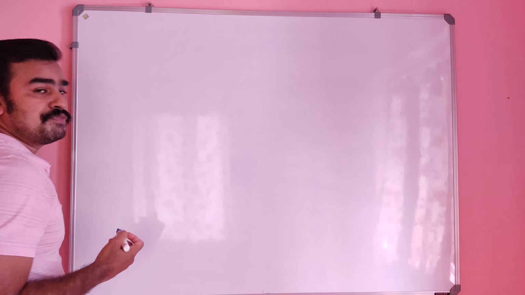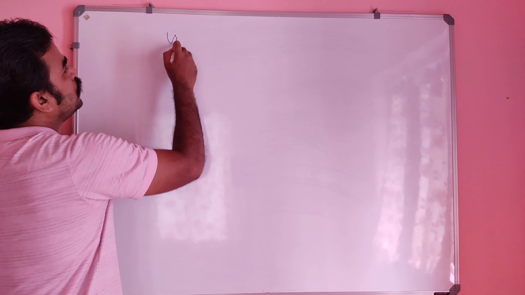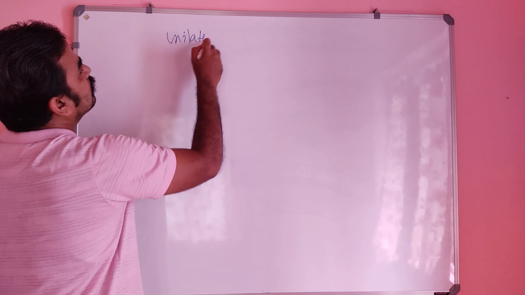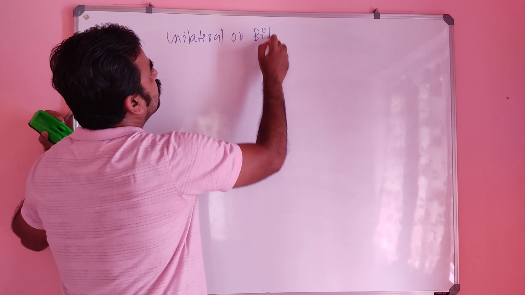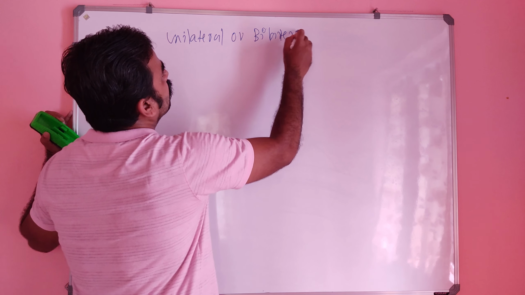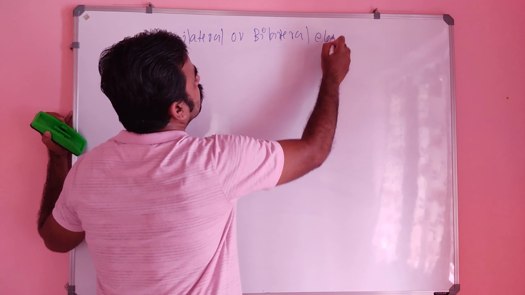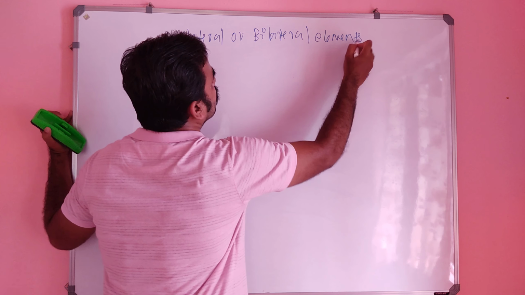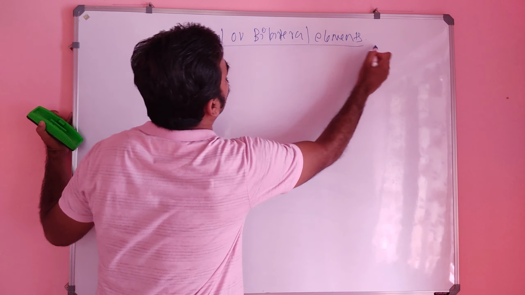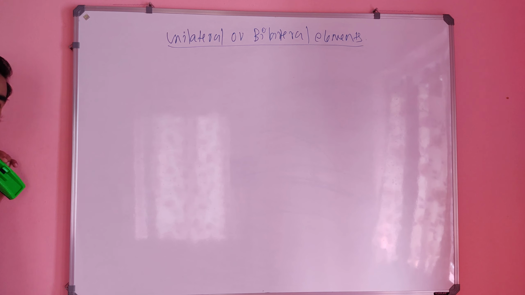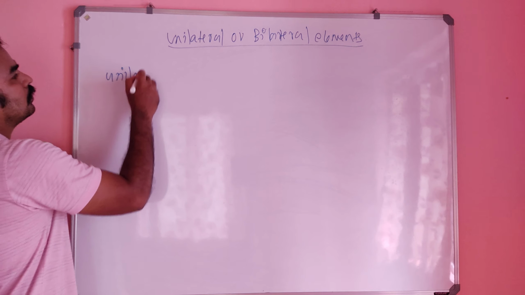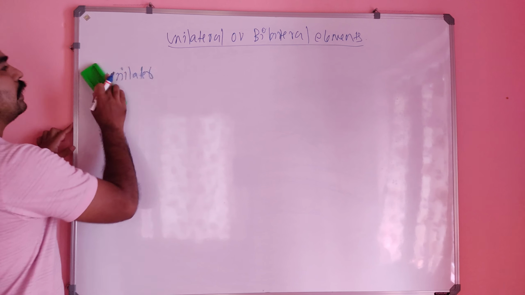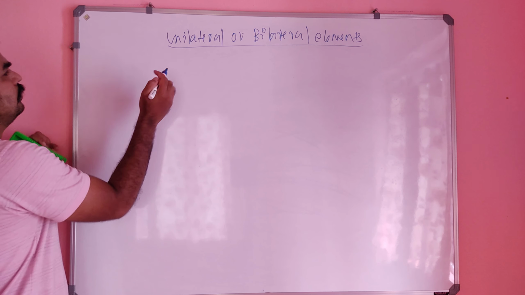That is, another classification of elements is unilateral or bilateral elements. Unilateral or bilateral elements. First we can see what is unilateral. Okay, let's see first bilateral.